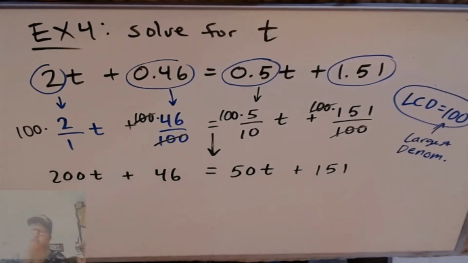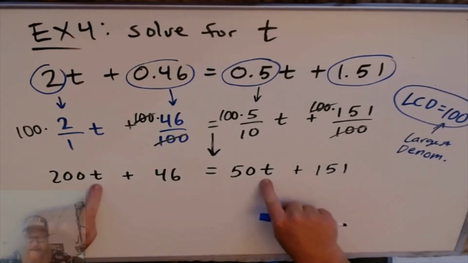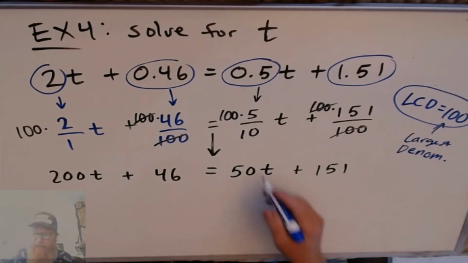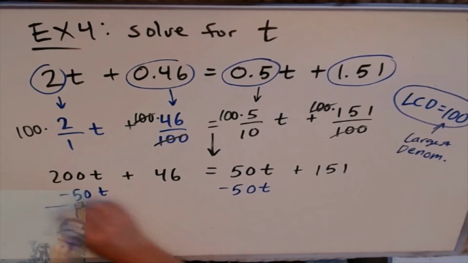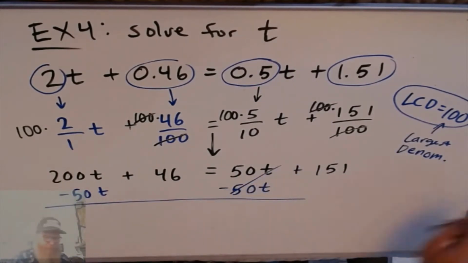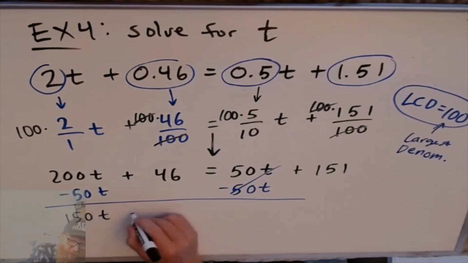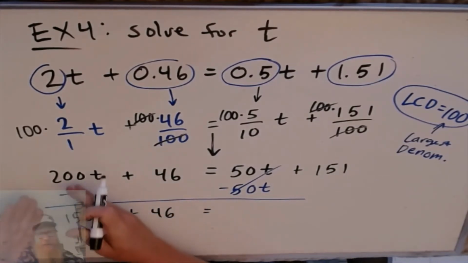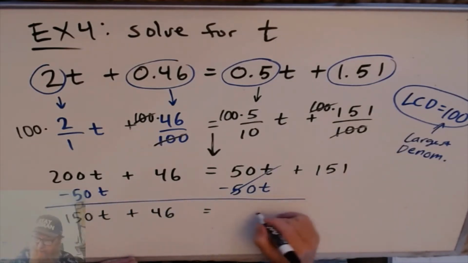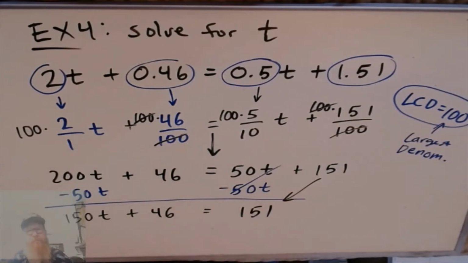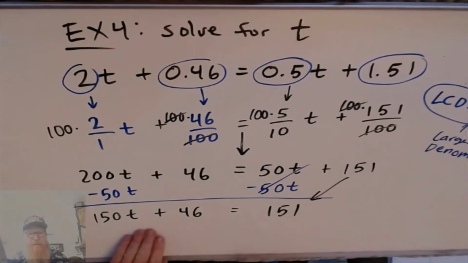Notice this equation looks very much like all the other equations that we've had. This equation has a variable of t, no big deal, same thing. I'm going to move my t's to the left-hand side. So I'm subtracting 50t from both sides. Your other option would have been to subtract 200t from the other side. You could have done that as well. Okay. So I've got 150t plus 46 equals 151.